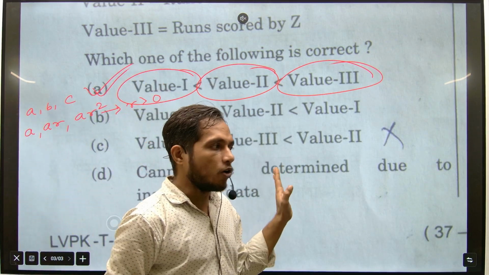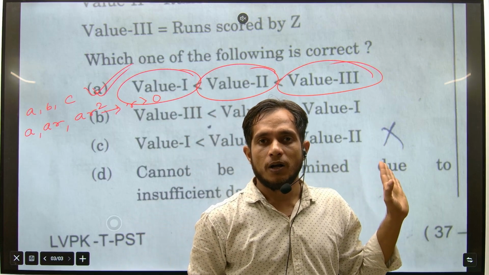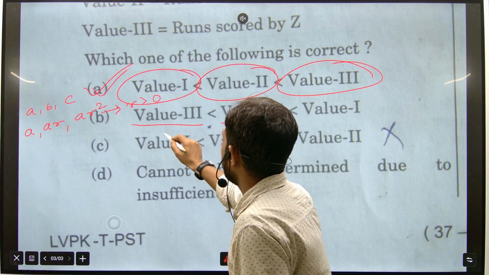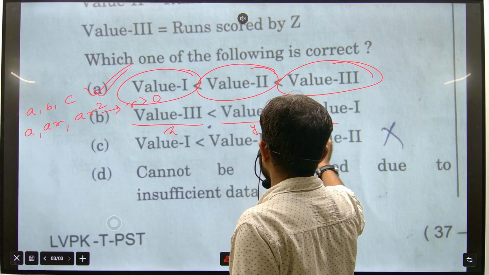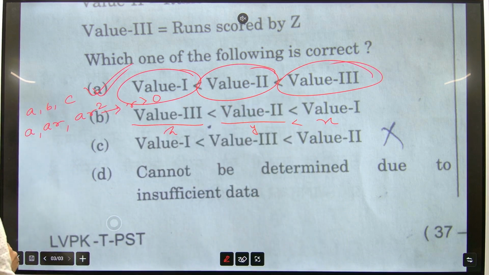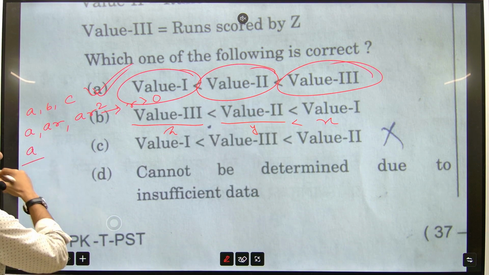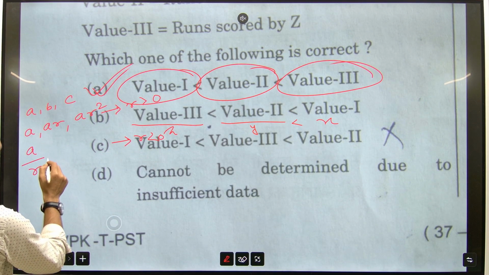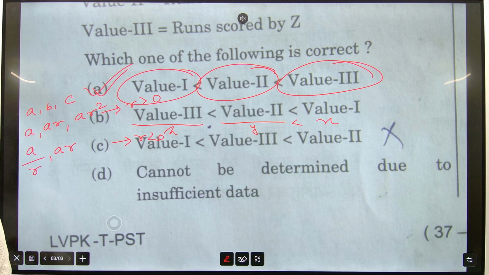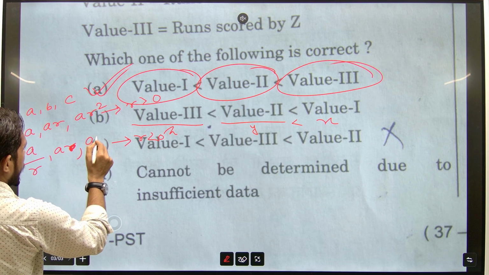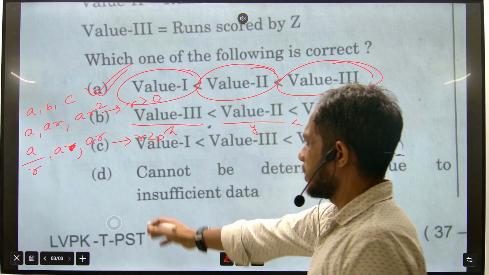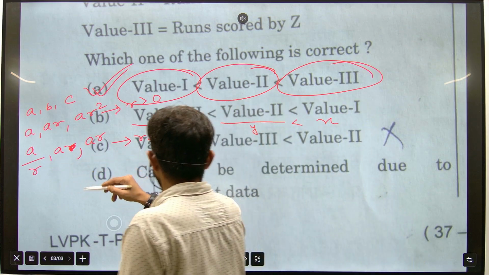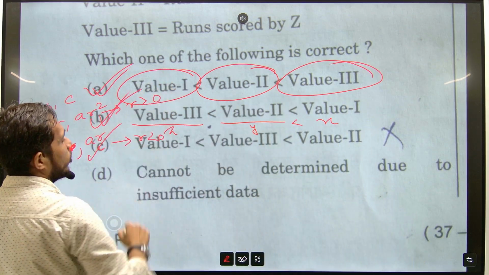But we have not concluded the final answer of this question. So now move towards the other option. Value third is less than value second, meaning Z is less than Y and X. It can also be possible, because when R is less than 0, the GP terms become A by R, and next AR. So when R is negative, we can form such a type of GP term. So option B can also be an answer.